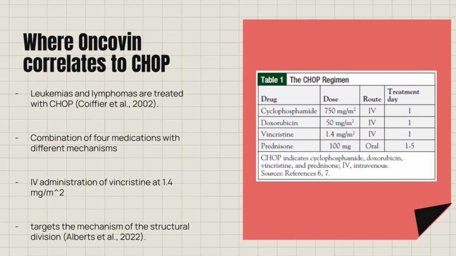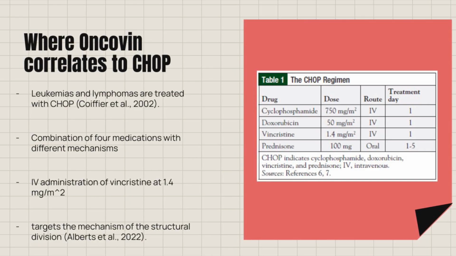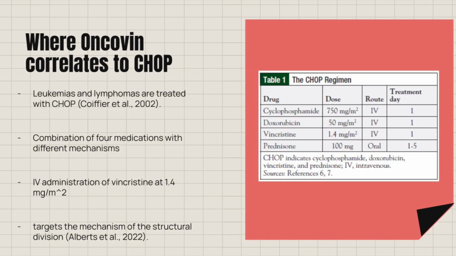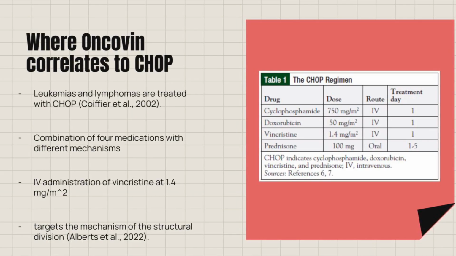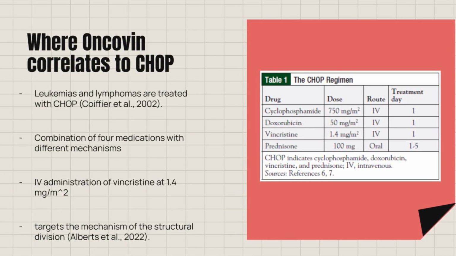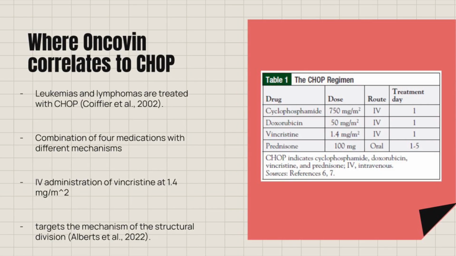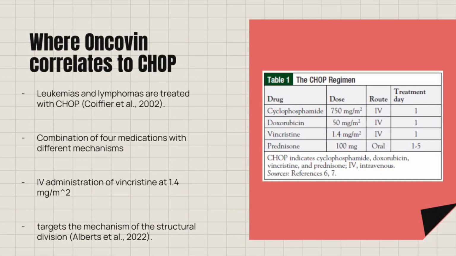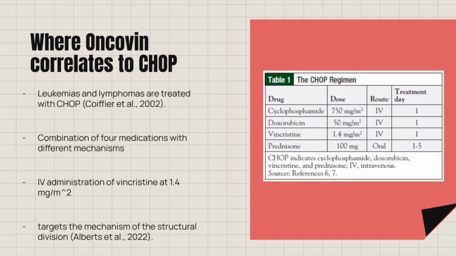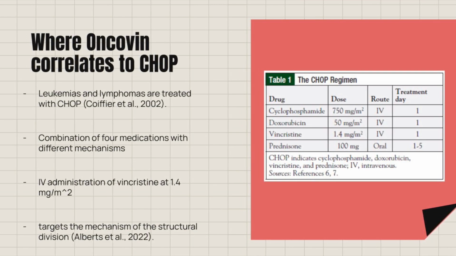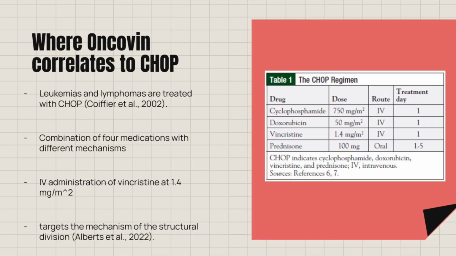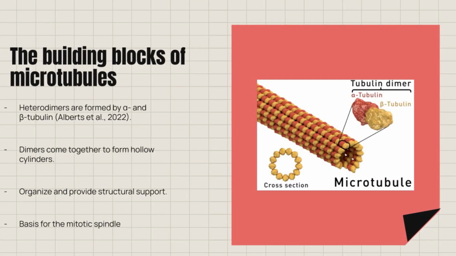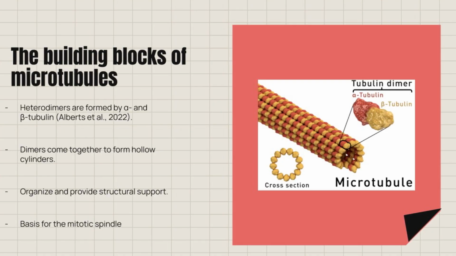2002. Vincristine actually has a potent effect, even though it is administered at a rate of only 1.4 milligrams per square meter. By interfering with the tubulin, the structural protein needed to construct the mitotic spindle, it disrupts this physical process of cell division rather than causing damage to the DNA, as some other medications do. CHOP works successfully because each medicine inhibits cancer development differently. Now on to my next slide where I will be discussing the building blocks of the microtubules.